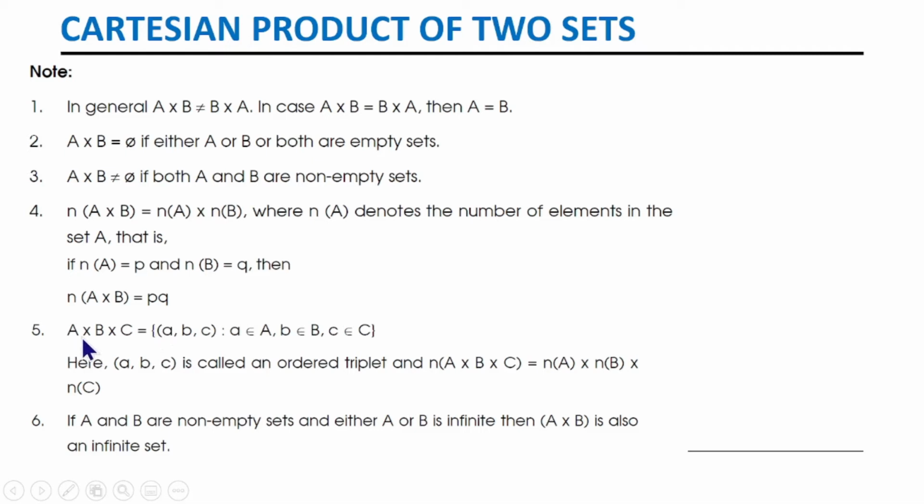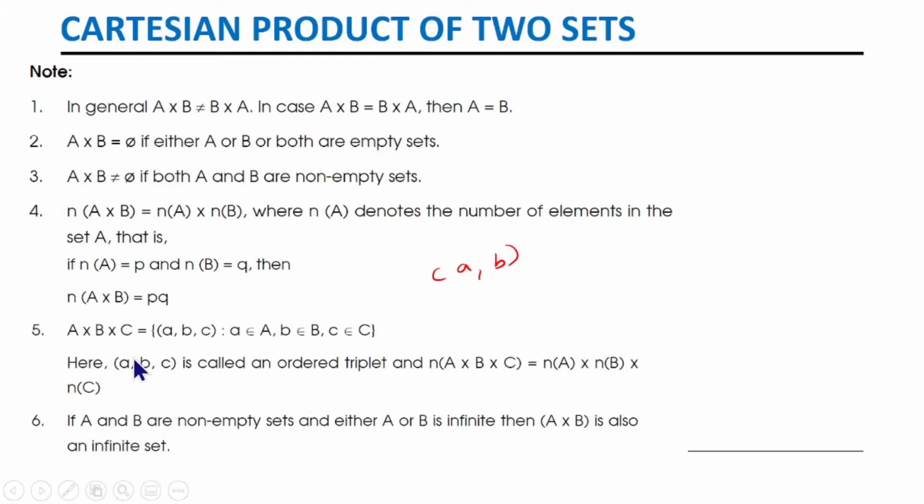Then coming to A cross B cross C, this is equal to the set of all ordered triplets. We used to say if there are ordered pairs consisting of two elements, then it is the set of all ordered pairs.